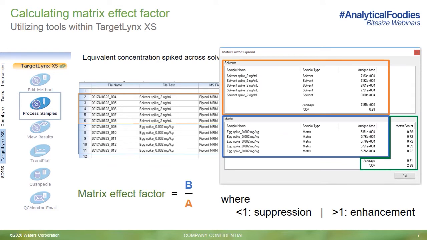Once processed, we can select the matrix factor tool within TargetLynx and look at the summary table for a quick estimate of the matrix effects observed for the method. In this example, we can see that fipronil spiked at levels equivalent to 2 micrograms per kilogram in egg and solvent show an average of 0.71 matrix effect. From this brief study, we now understand that fipronil is being suppressed in the egg sample, and so reliable quantitation during routine analysis may be impacted.